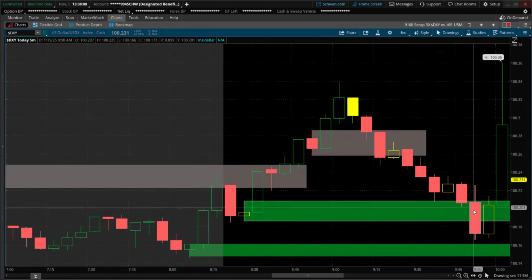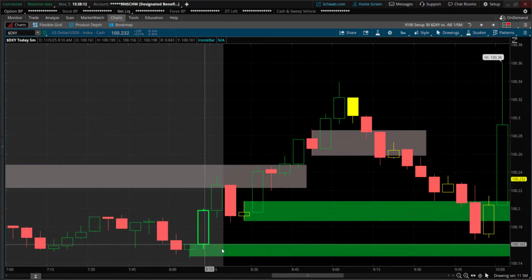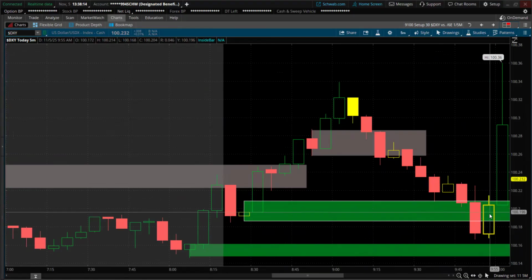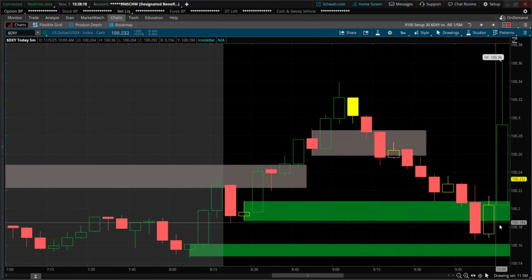9:50. We broke below here. So my thought was, okay, broke below here, we might go down to this one. But the next 5 minute candle, look at this. Inside candle, potential reversal. Hollow candle equivalent to a green. The news came out, huge push to the upside.